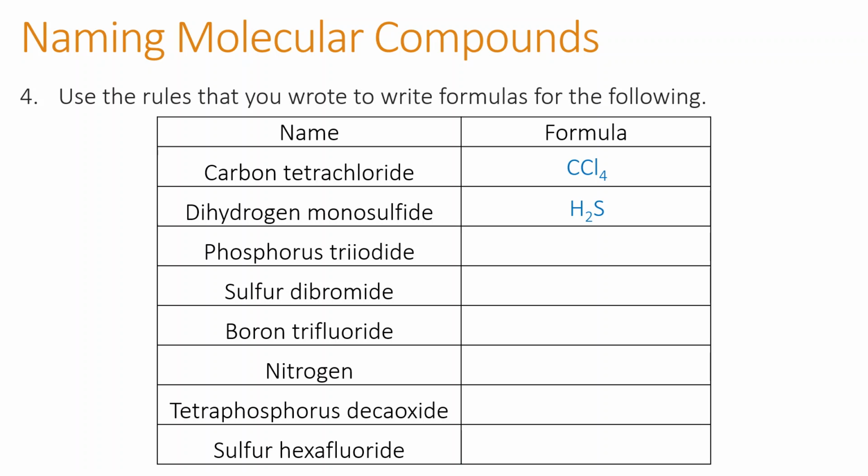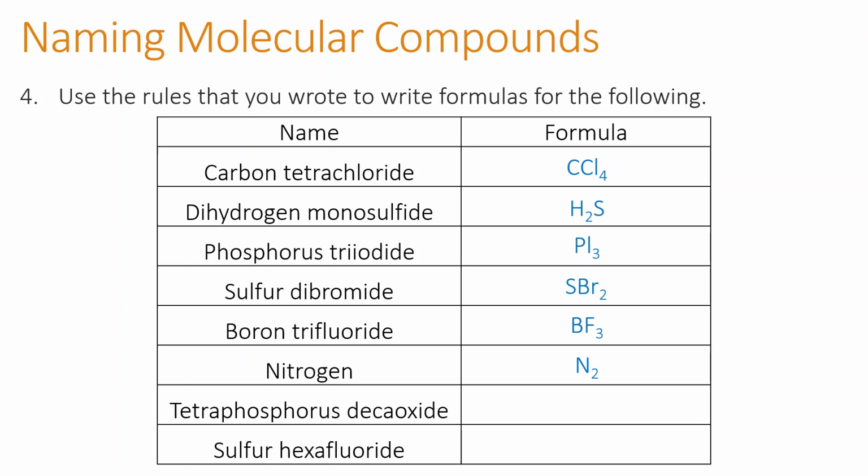We're seeing that the endings here are all "ide," chloride, sulfide, iodide. Just like with ionic compounds, we take that second element and change the ending to "ide." So phosphorus triiodide is going to be 1 phosphorus, 3 iodides. Sulfur dibromide, 2 sulfurs, or excuse me, 1 sulfur, 2 bromides. Boron trifluoride.